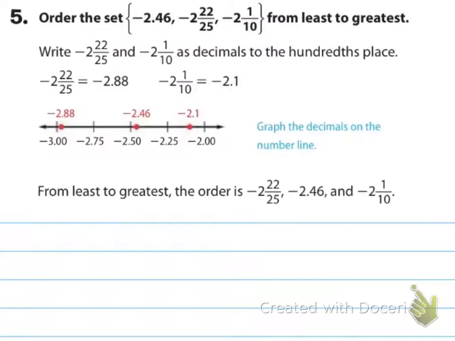Let's try another one. So this time we're going to put them in order. And they've given us a decimal and then 2 fractions, or 2 mixed numbers, I should say. They're all negative. So already I know I don't have an easy answer here. I need to actually work for it. I need to make them all into decimals, or I need to make them all into fractions with common denominators.